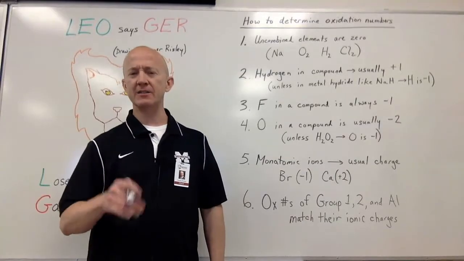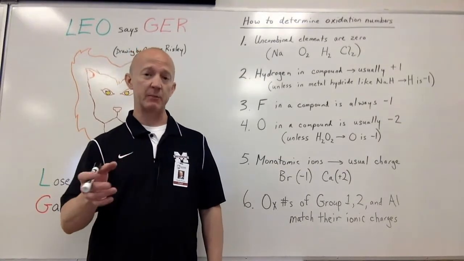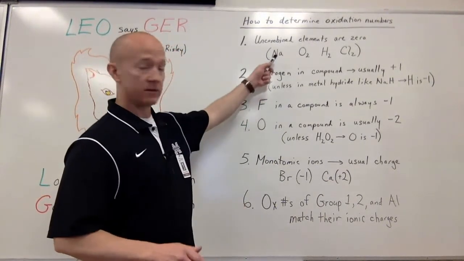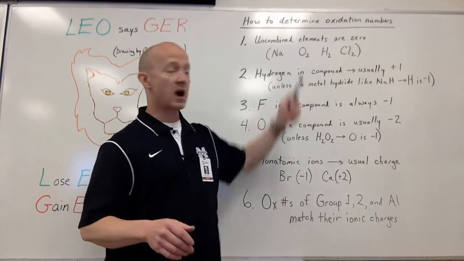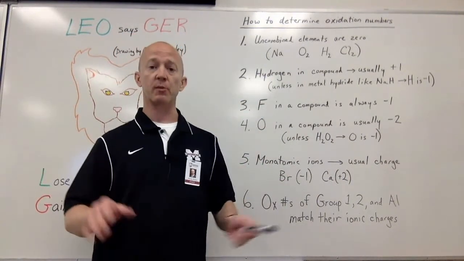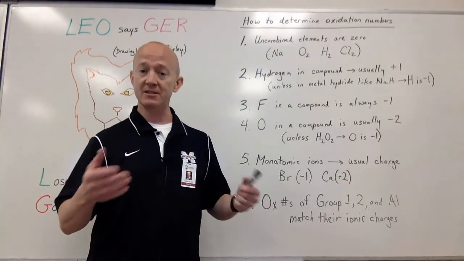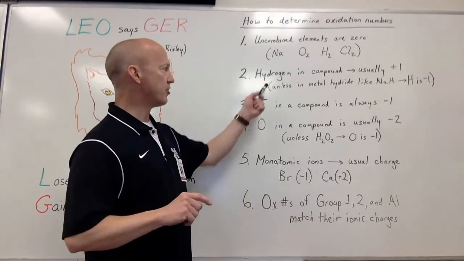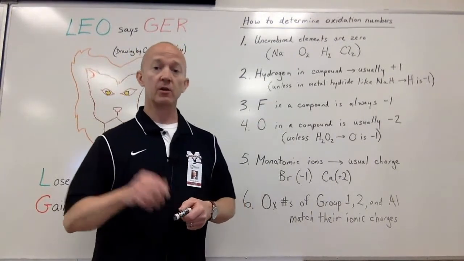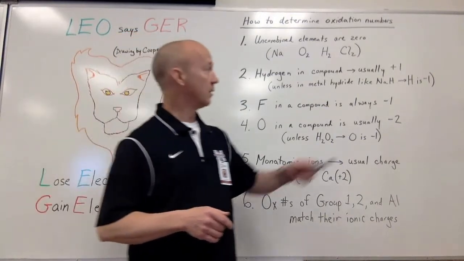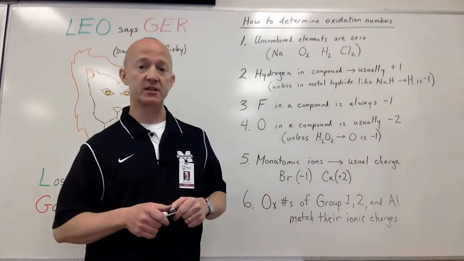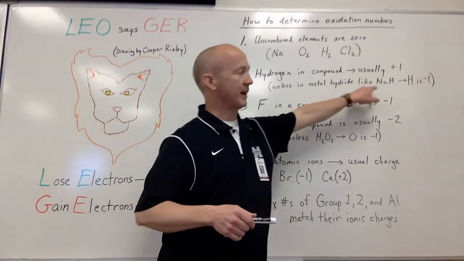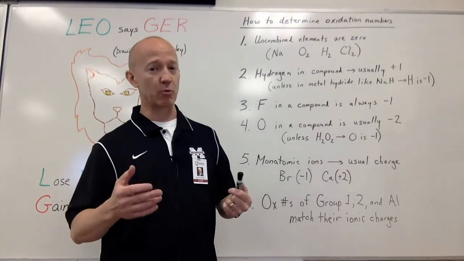Here are a few guidelines to help you determine oxidation numbers of elements and compounds. First of all, if it's an uncombined element, like sodium by itself, or oxygen molecule by itself, or hydrogen molecule by itself, that is going to be a 0. The oxidation number is 0. If you have hydrogen that's involved in a compound, normally speaking, that hydrogen is going to be +1. It's going to have +1 as its oxidation number. The only time that it doesn't is when it's in a metal hydride like sodium hydride, then it's -1.